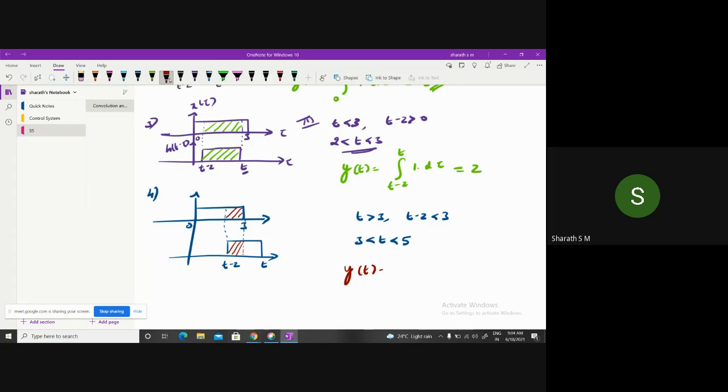So t minus 2 to 3, we need to integrate with respect to tau.